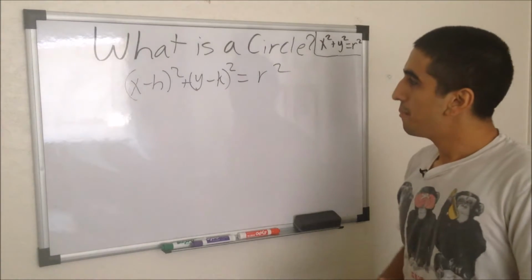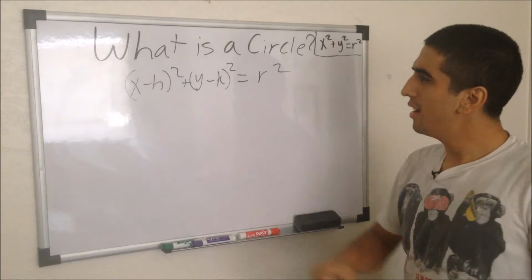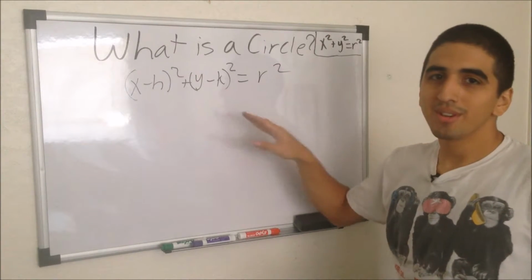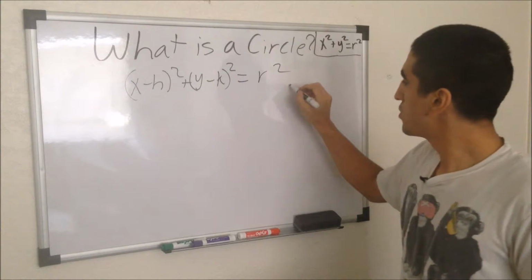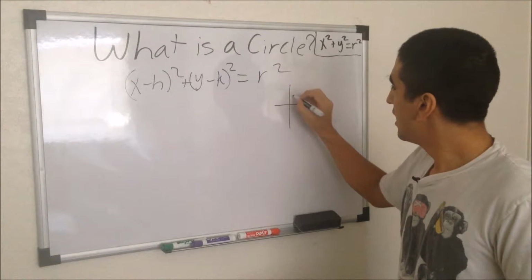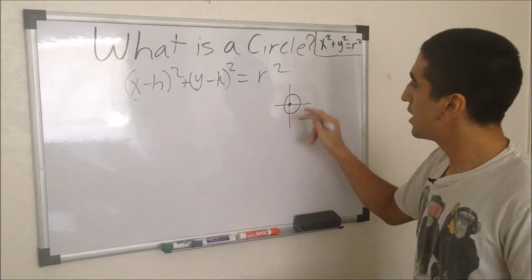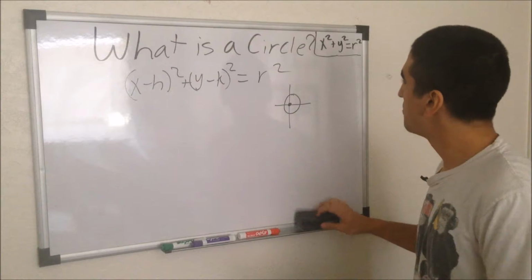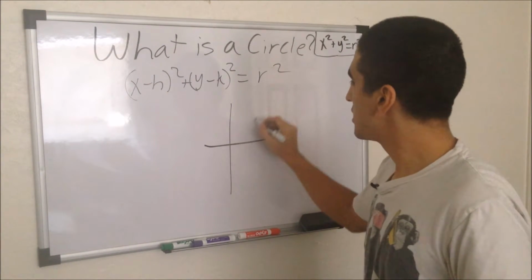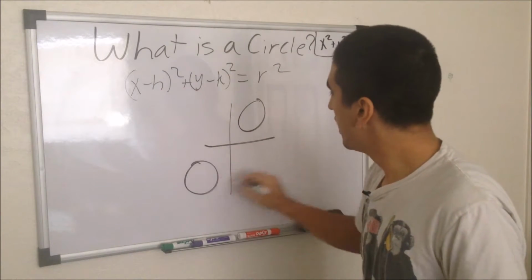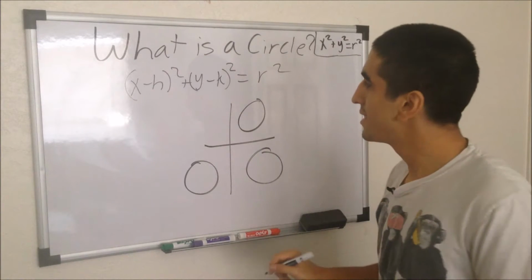(x minus h) squared plus (y minus k) squared is equal to r squared. The h and k represent the center of the circle. The previous equation, x squared plus y squared equals r squared, is basically saying that the center of the circle is at the origin, or 0, 0. However, our circle can be anywhere on this graph. It could be over here, it could be down here, it could be over here, and the center is going to be whatever h and k is.